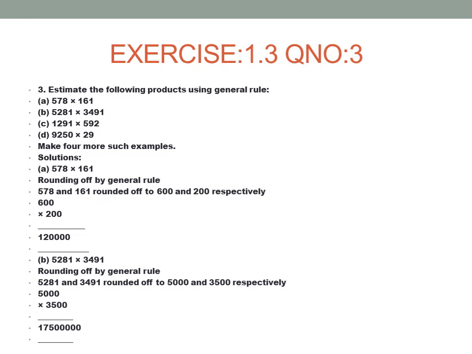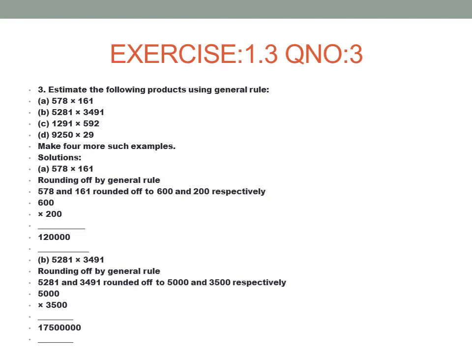But for 3,491, we cannot take it as 3,000 and we cannot take it as 4,000. If we take 3,000, it will become less. If we take 4,000, it will become more. So in the product form, we will take the next, that is 3,500, to get almost the exact value, but not much difference. We should not get much difference when we are estimating.